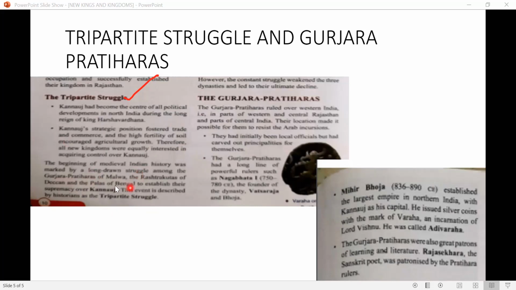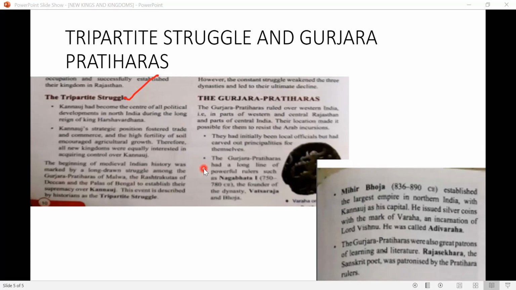Now, in this paragraph, we are mainly going to consider the kingdoms that were equally interested in Kannauj. As I told you, they were equally interested in acquiring control over Kannauj, and also I have told you why they were interested. So we have different types of kingdoms, and one of them won the battle, or we can say the struggle, and had its capital as Kannauj itself. So the beginning of the medieval Indian history was marked by a long drawn struggle.